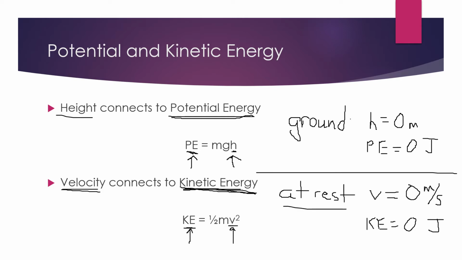So I know some of you are looking at this like, okay, this is just really easy. This is a very, very important piece of information. This is something that people are going to overlook, and I really need you to make sure that you understand this, that potential energy connects to height, and when you have no height, you have no potential energy. Kinetic energy connects to velocity, so when you have no velocity, you have no kinetic energy.